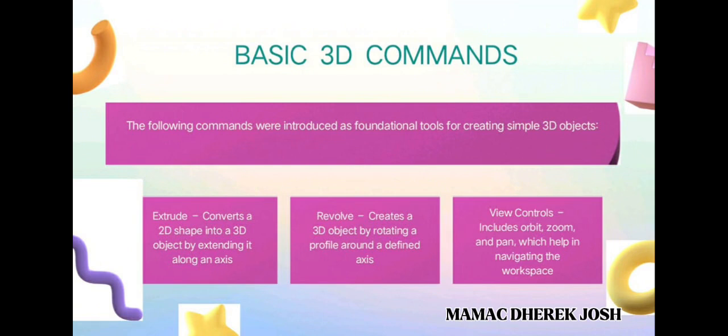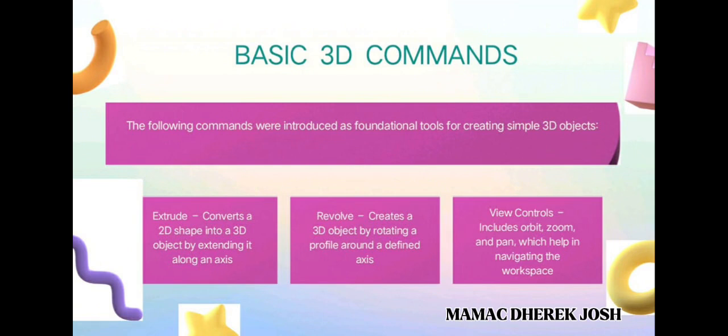3D modeling is the process of converting ideas into digital three-dimensional objects inside design software. Every model begins with simple operations that shape, modify, and view objects. Among the most essential beginner commands are extrude, revolve, and lastly view controls. They serve as base tools for constructing 3D forms. So, the first one is extrude.